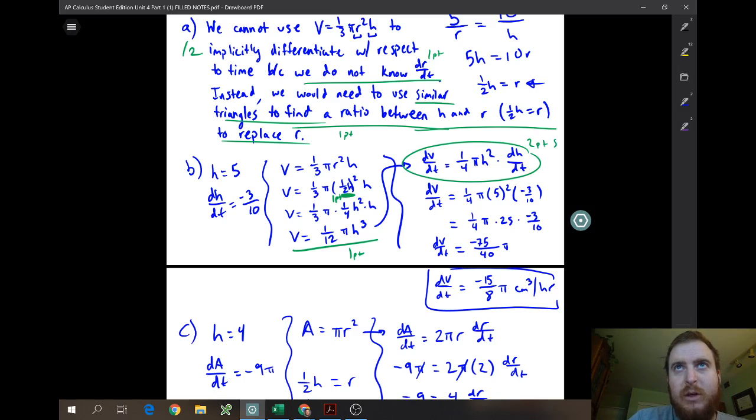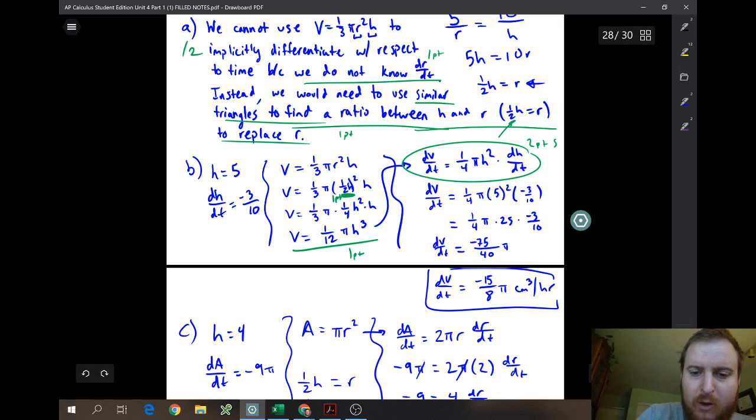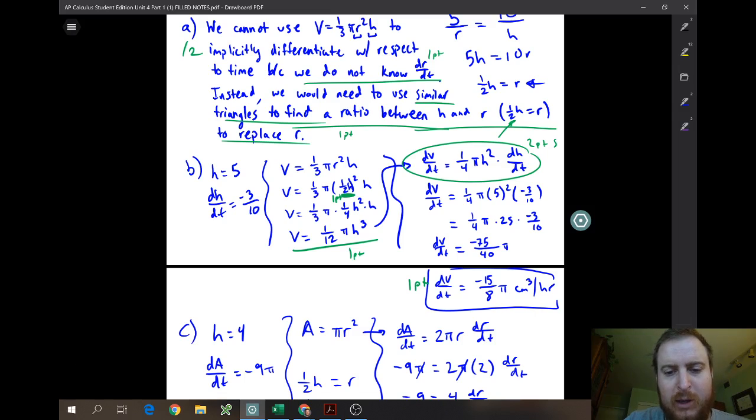And then you needed to have this proper dH dt. Now, if you instead solve for this totally correctly using product rule, and you figured out what dr dt was from this equation, that is possible. You could get those points as well. And then the last point would have been for our answer, and this point needs to have the correct units. So you need everything, the negative 15 over 8 pi centimeters cubed per hour. So again, if you got to that answer doing it with product rule, doing it a little differently, you would have gotten the 5 points.